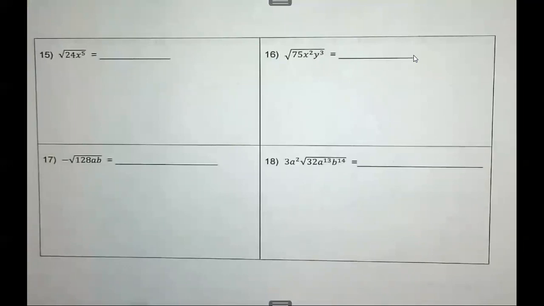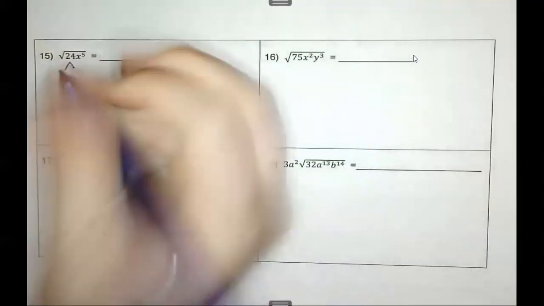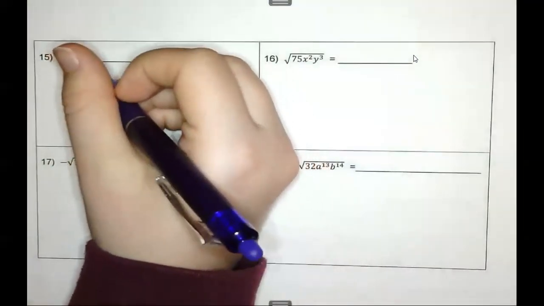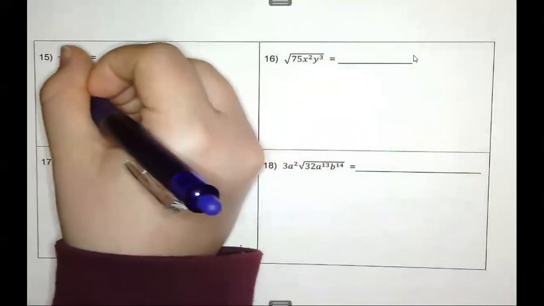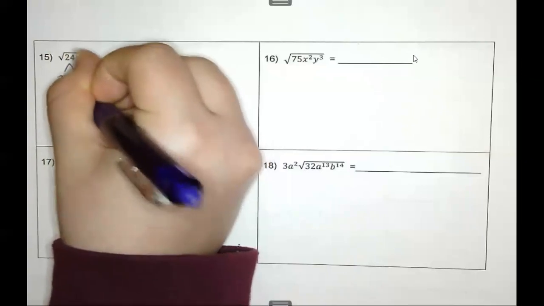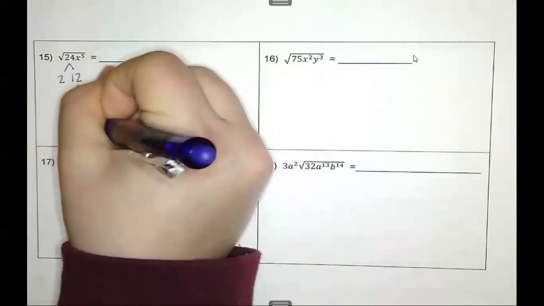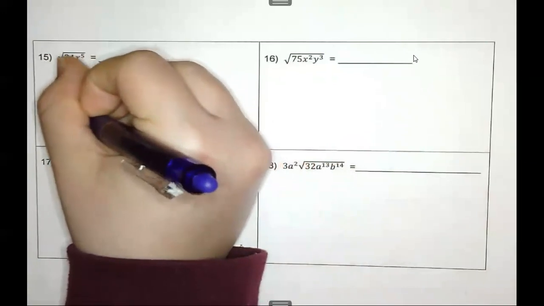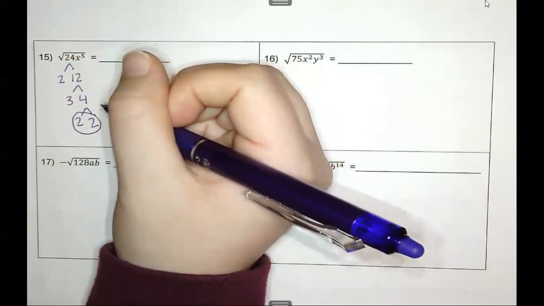Okay, number 15. We are going to take care of our number first. If we are trying to think of what multiplies to give us 24, we might use 2 and 12. And what multiplies to give us 12? 3 and 4. And what multiplies to give us 4? 2 and 2. So we have now broken these down as much as we possibly can. I circle my 2's. So those get to come out of the square root.